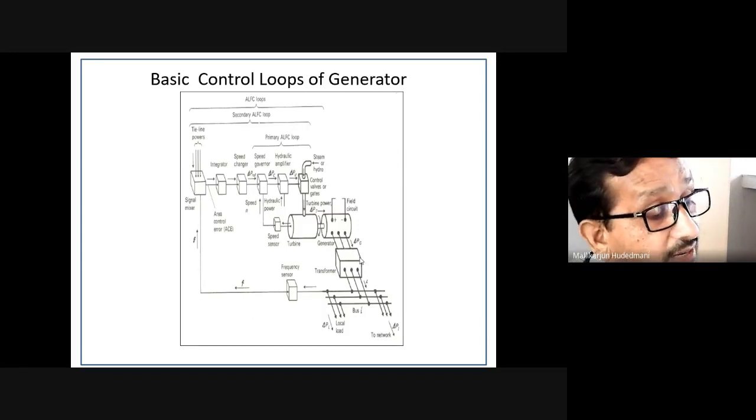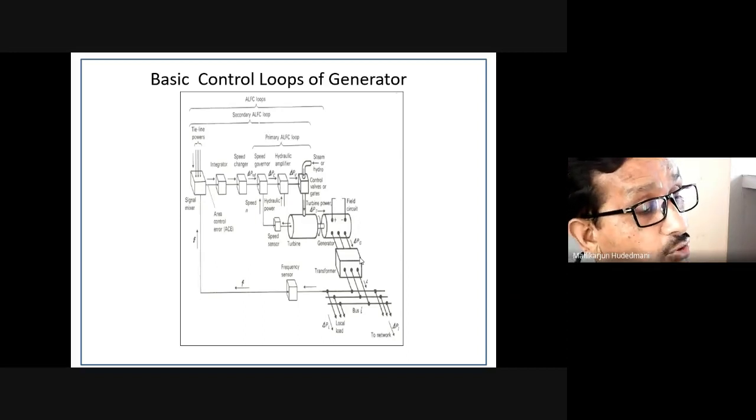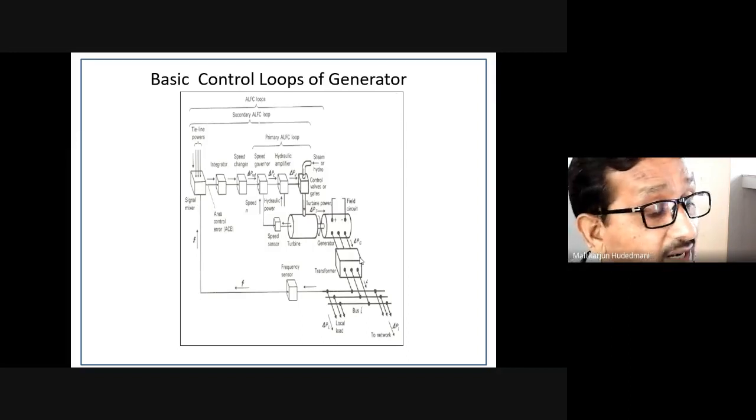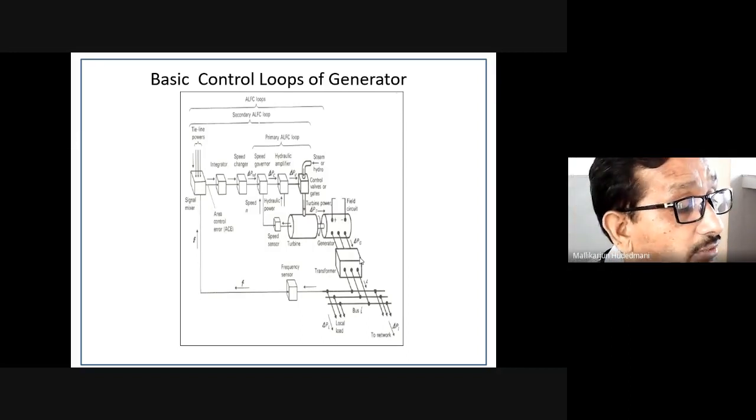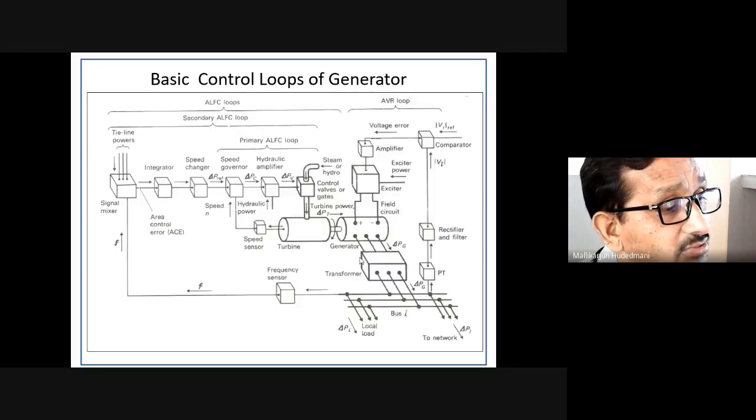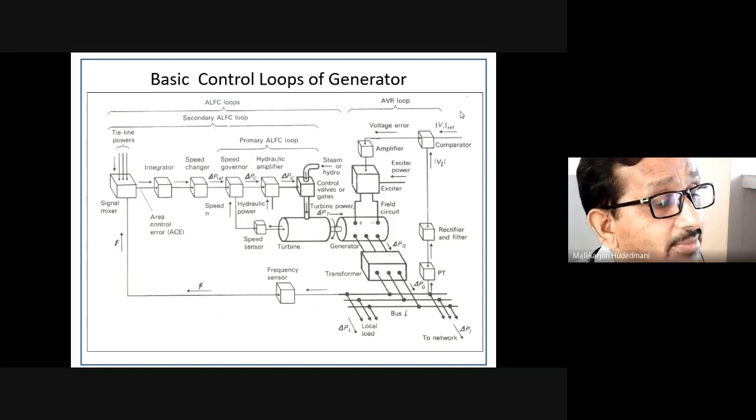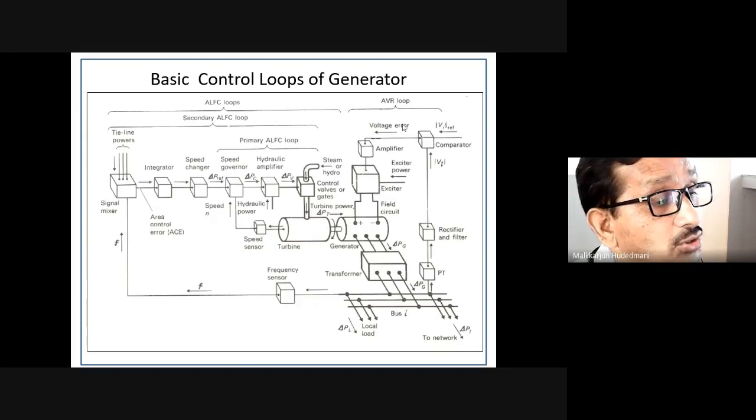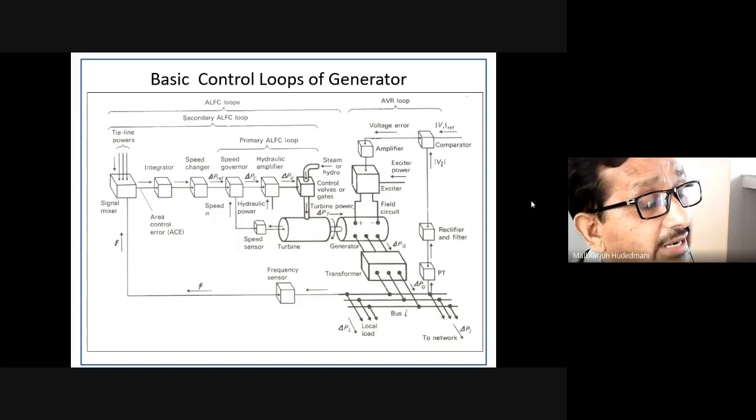It is on a generator I'm speaking. So primary loop, secondary loop together make ALFC, and AVR works independently. Now comes the question: how do ALFC and AVR function together? Yes, you see this is the entire interconnected generating area where you have primary and secondary loops of ALFC, and the AVR loop. So these two are working hand in hand.